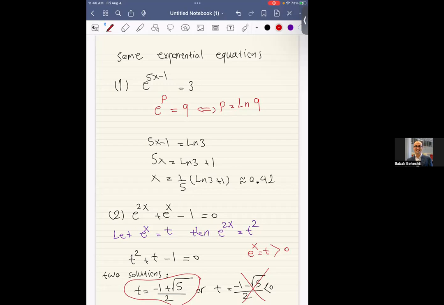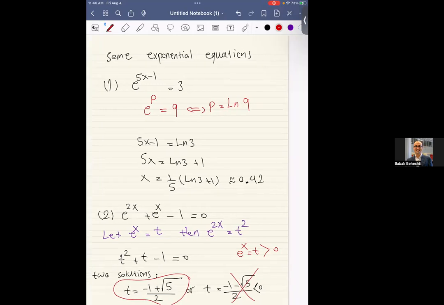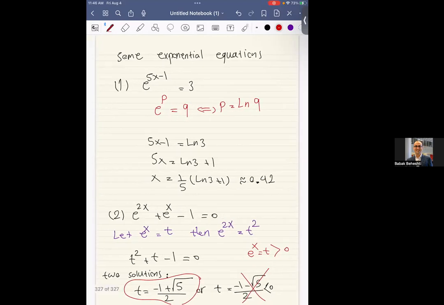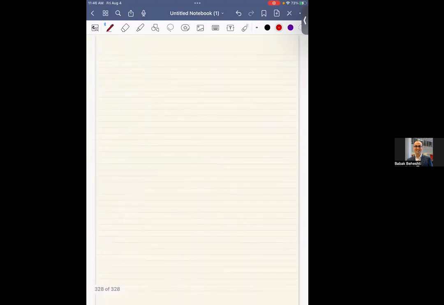which is t. But remember that t is e to the power x, right? So e to the power x, which is equal to t, is equal to (-1 plus the square root of 5) divided by 2. Now, what is x? When I say e to the power x is this, x is what? ln of this guy.